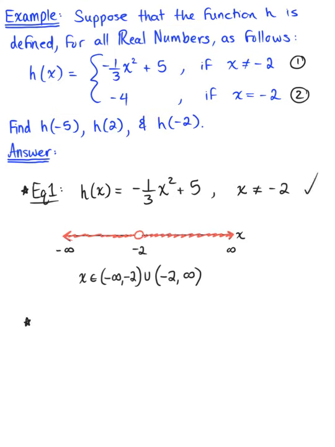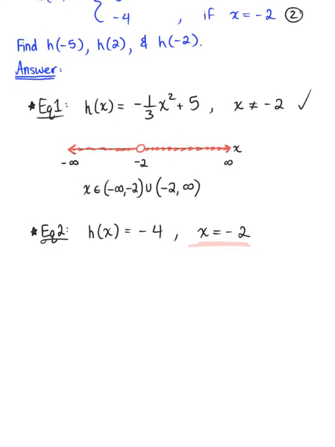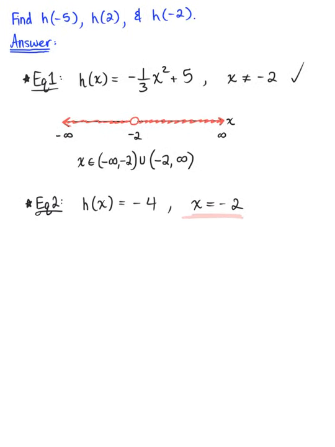And now, with equation 2, we have that our function h of x is equal to negative 4, and this is if x is equal to negative 2. So equation 2 is only going to work for one x value. It's only working when x is negative 2. So with these domain restrictions in mind, let's go ahead now and evaluate at the specified x values.